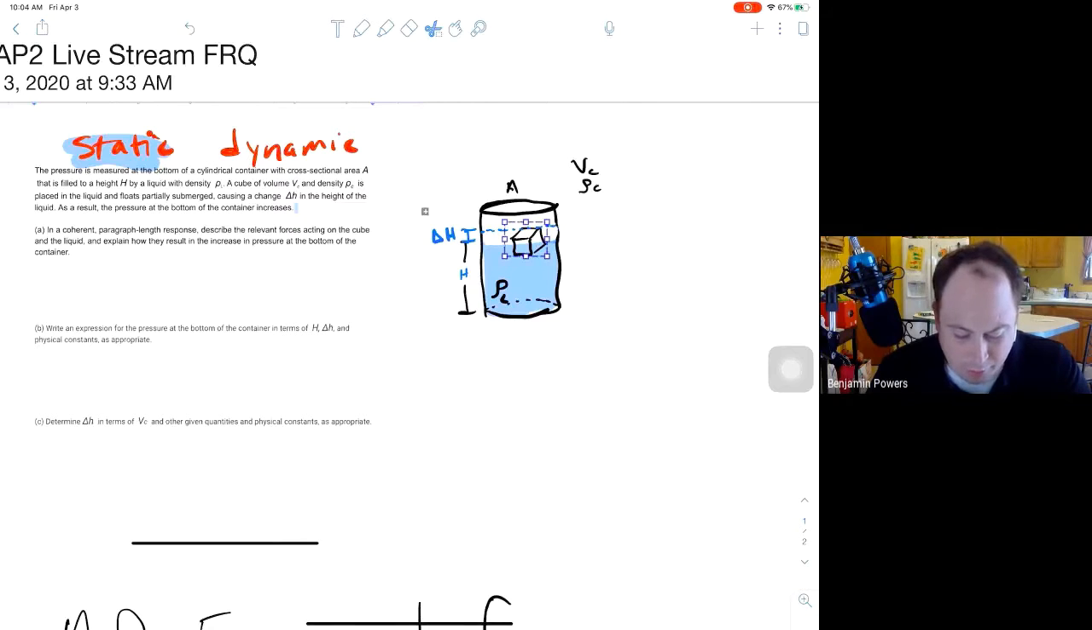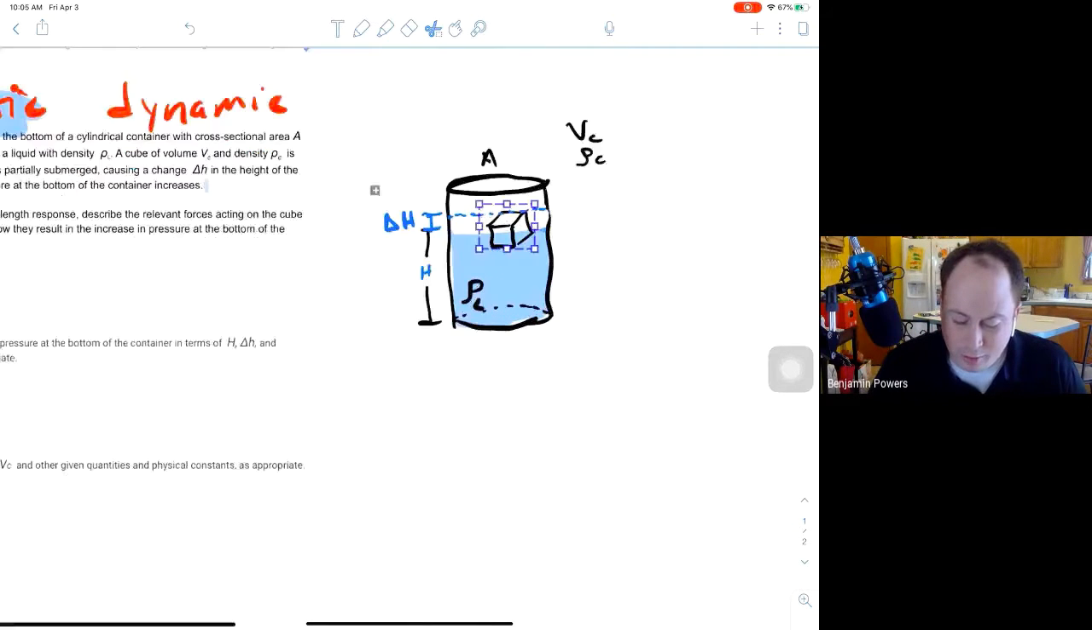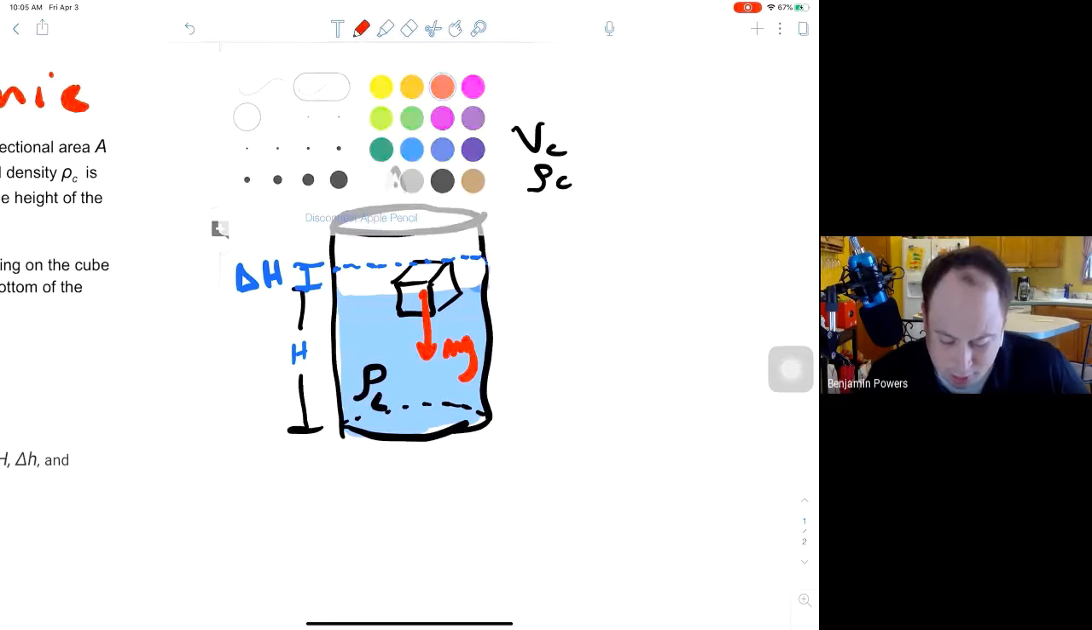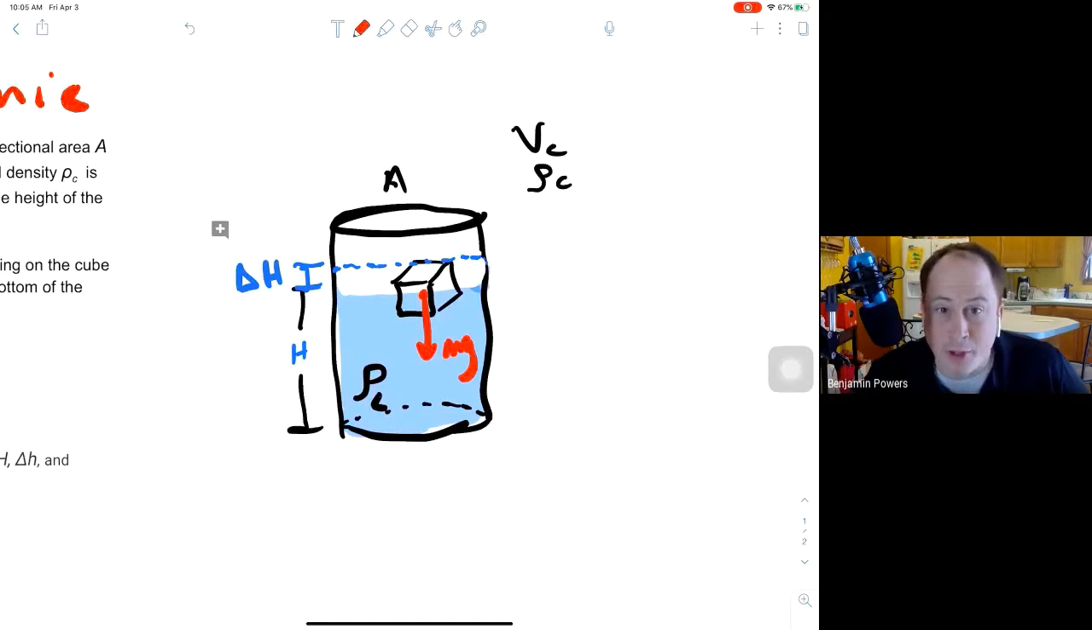So the first step is, and they want a coherent paragraph-length response, to describe the forces acting on the cube and the liquid and explain how they result in the increase. So let's start with the cube. That cube is going to have gravity acting on it, of course, straight down. That would be mg. And then it's going to have a buoyant force.